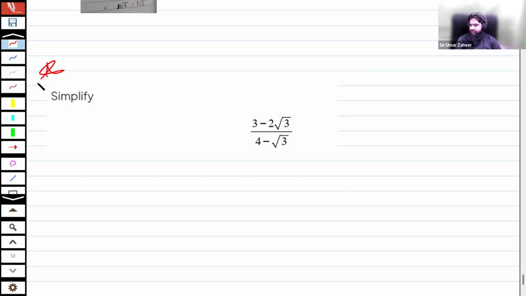You have 3 minus 2 square root 3 divided by 4 minus square root 3. So you have to rationalize this one. Okay. Because he says, look at here, he says to simplify them. Obviously, for simplifying, you need to rationalize them, meaning you have to remove the surd from the denominator.